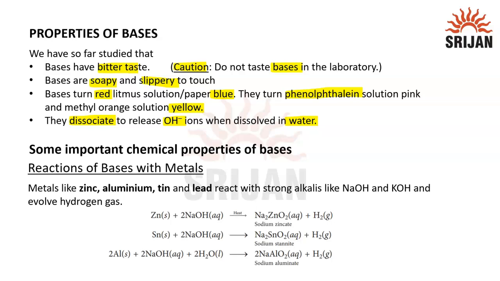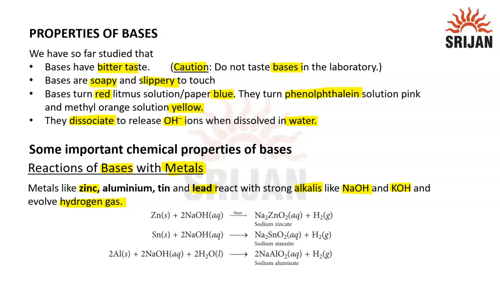Now let's have a look at the chemical properties of bases. The first one is reaction of bases with metals. We know that metals are aluminum, zinc, sodium. These all are metals. Whenever a metal like zinc, aluminum, tin, or lead reacts with strong alkalis, which are water soluble bases like NaOH, sodium hydroxide, and potassium hydroxide, they will evolve hydrogen gas, meaning H2 is evolved. So whenever a metal reacts with a strong alkali or a strong water soluble base, we will get a salt along with the evolution of hydrogen gas.